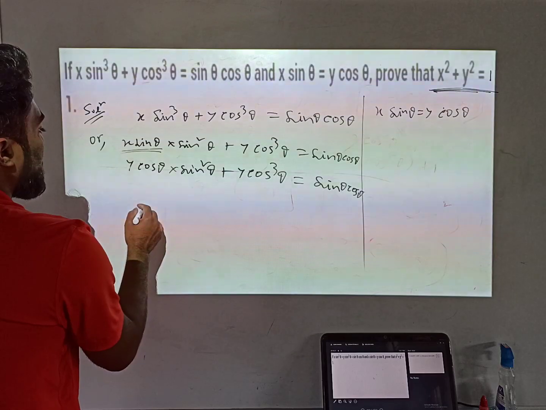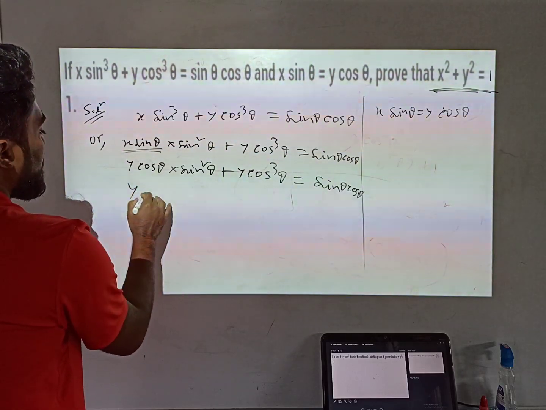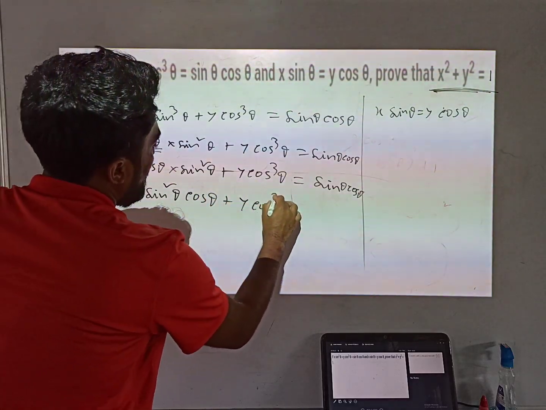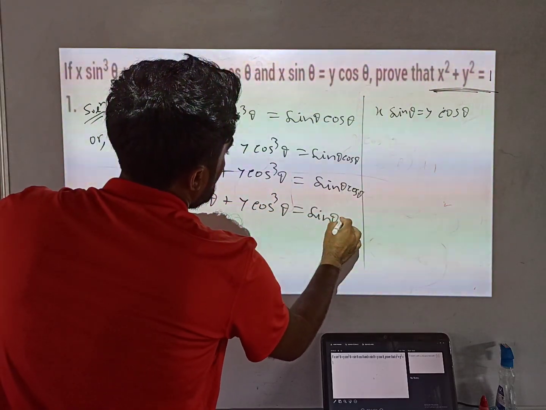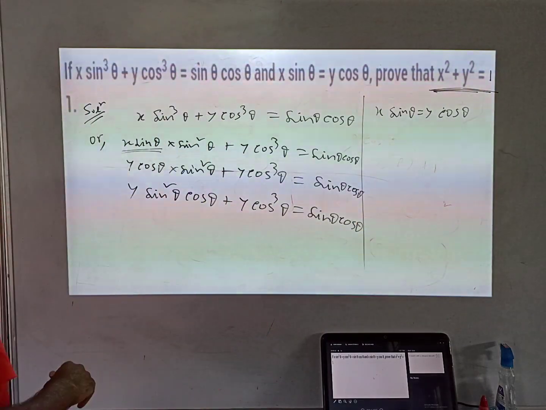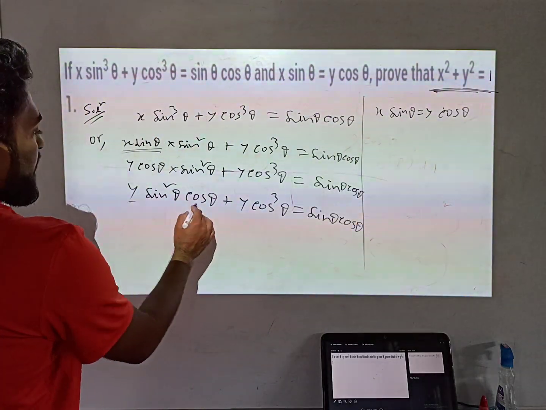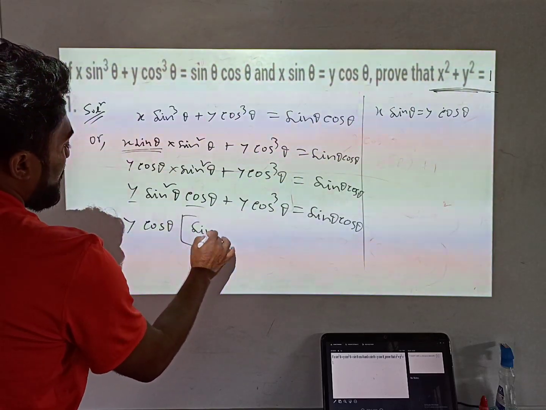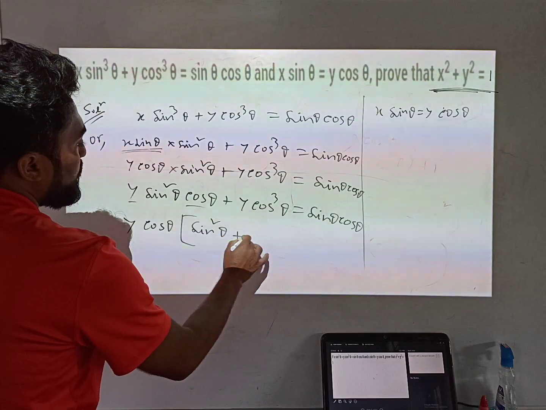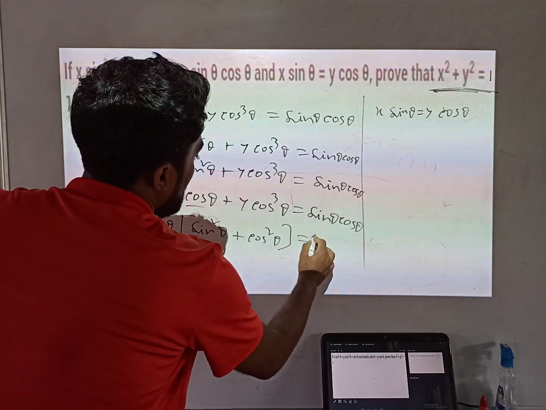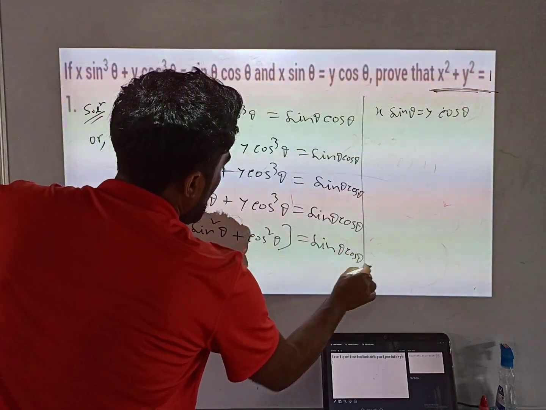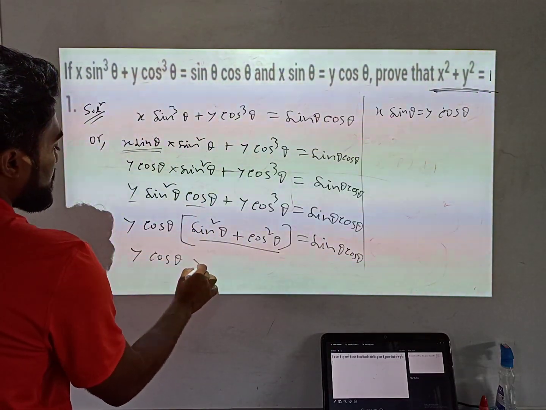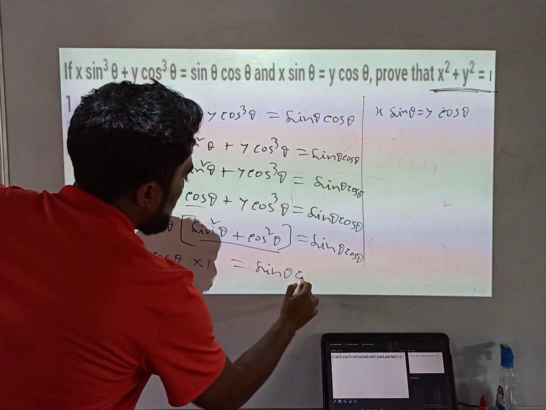So what do I get? Finally I get y sin square theta cos theta plus y cos cube theta equals sin theta cos theta. After that, you see I have common y and cos theta. So the moment I take common y cos theta, what do I get? Sin square theta, and here we are left with only cos square theta, that is sin theta cos theta. Okay, so this is 1 only, so y cos theta into 1 equals sin theta cos theta.